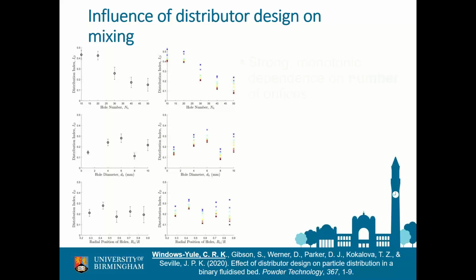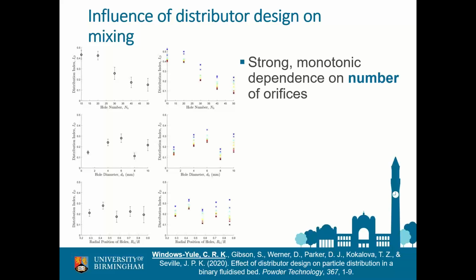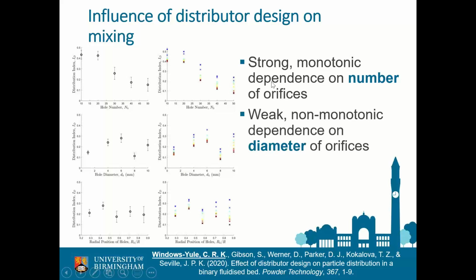So if we look first at what we defined as our distribution index, it's simply a scalar measure of how well mixed the system is. A very high distribution index means that it's not very well mixed at all. A very low distribution index means it's exceptionally well mixed. And what we found was, as you increase the number of orifices, you get a very clear downward trend. The more holes you have in your distributor plate, the better your mixing.